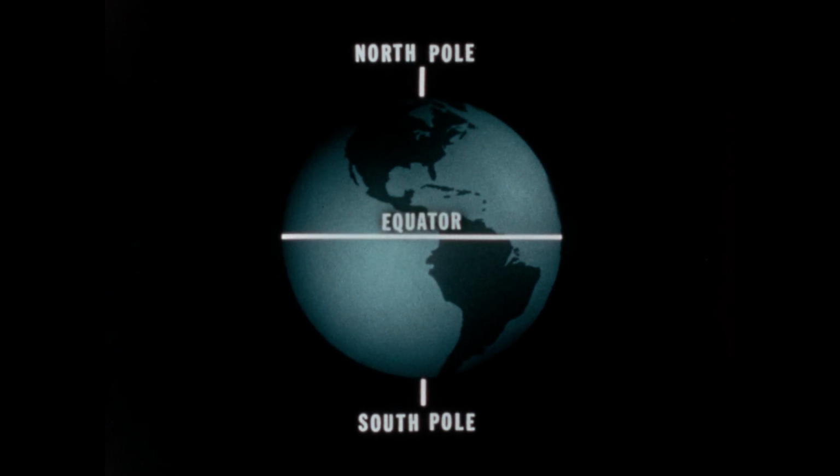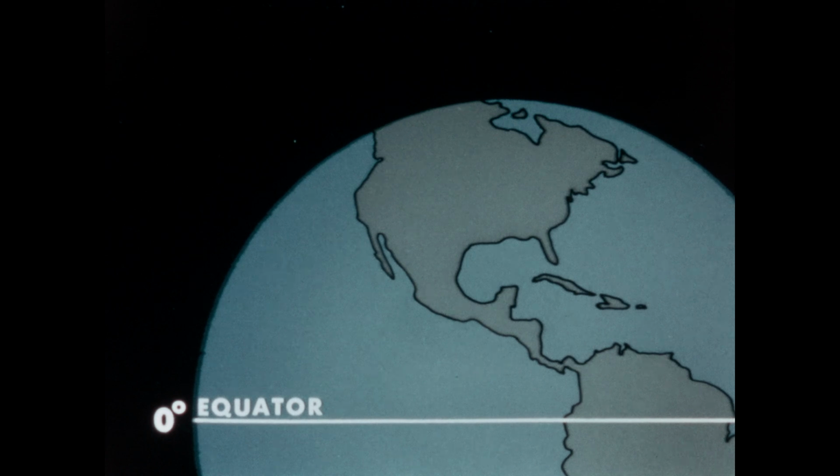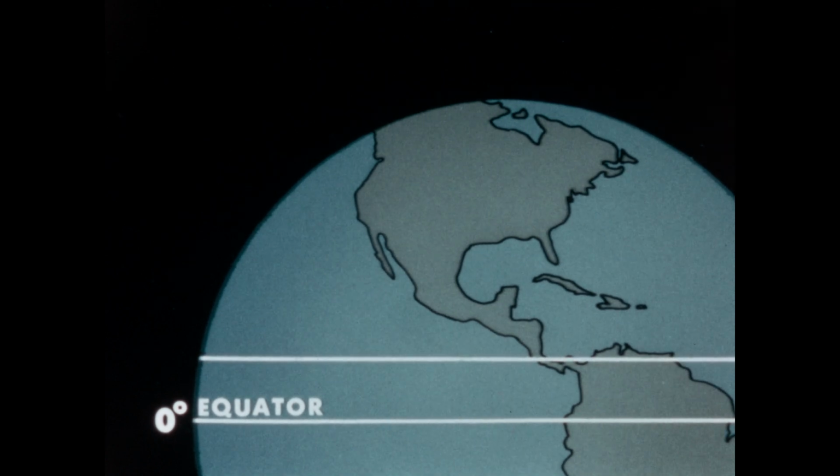The Earth rotates on an axis whose ends are marked by the North Pole and the South Pole. The equator is a great circle halfway between the poles. It is the starting place for the measurement of latitude. We call it latitude 0. All places on the equator are at latitude 0. All places on this circle, which is north of the equator and parallel to it, are at 10 degrees north latitude.